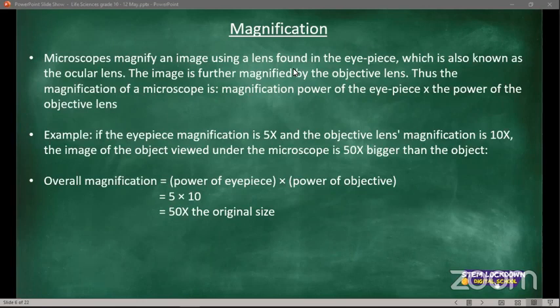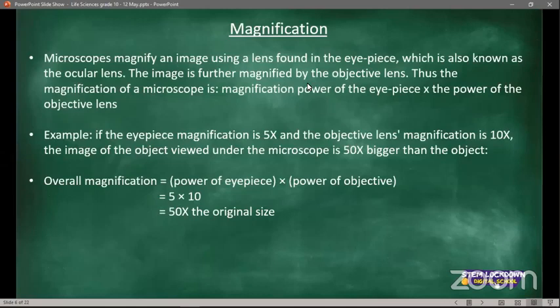Megan is asking if you also calculate the microscope field of view. Yes, you'll be asked to calculate that, but it depends on your examiner if they prefer you calculating it, but you should know the calculations for that.